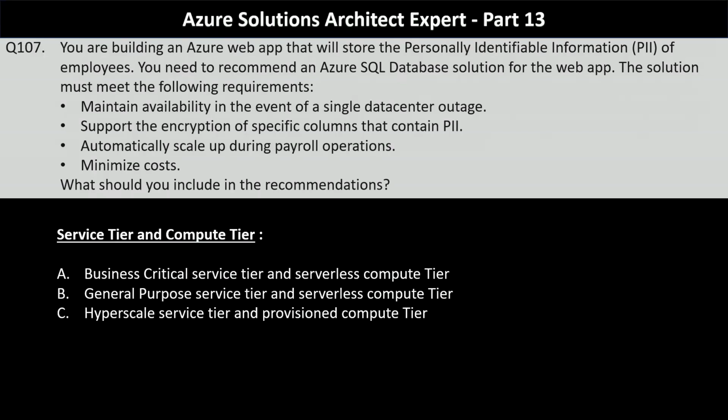The first part of the question is talking about service tier and compute tier. Your options are business critical service tier and serverless compute tier, general purpose service tier and serverless compute tier, hyperscale service tier and provisioned compute tier. Friends, you should include general purpose service tier and serverless compute tier. The general purpose tier uses zone redundant high availability in regions that support availability zones, ensuring resilience across single data center outages and is more cost effective compared to business critical or hyperscale tiers.